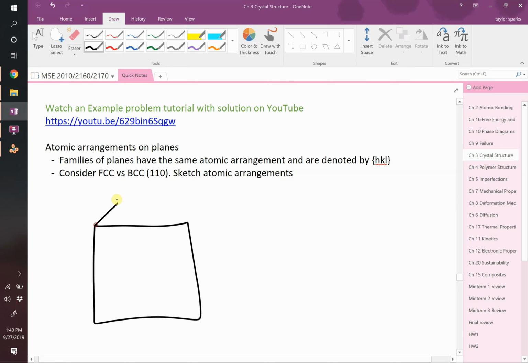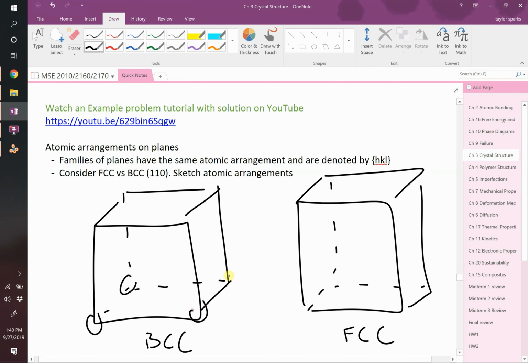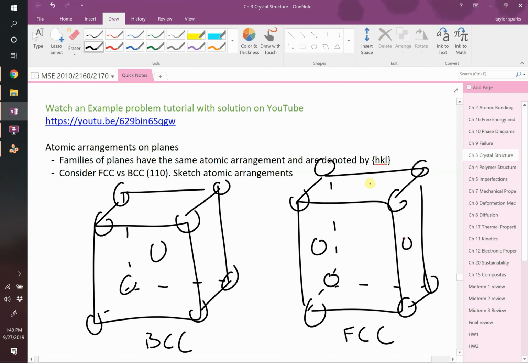So let's draw BCC versus FCC. You're going to get so good at drawing these. Okay, so here we've got BCC, we've got FCC. So let's place our atoms. BCC: atoms at the corners and the body center. FCC: atoms at the corners and faces, left, right, top, bottom, front, back. Okay? What would the 110 plane be?